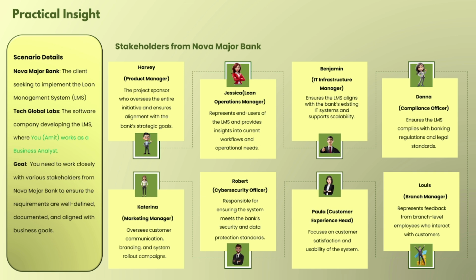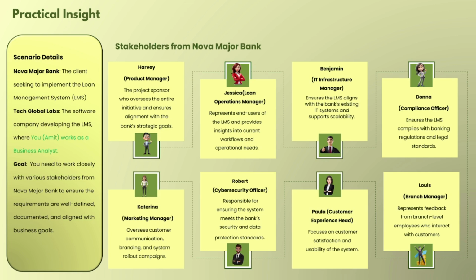Then the branch manager. These typically fall under the informed category. Now these are the people who are in the informed category because the LMS will affect their branch operations. We just need to keep them informed. They are not the ones we need to consult. They are not the decision makers, meaning they are not accountable. They are not even responsible, but we need to inform them because the day to day life of their branch is affected by the loan management system.